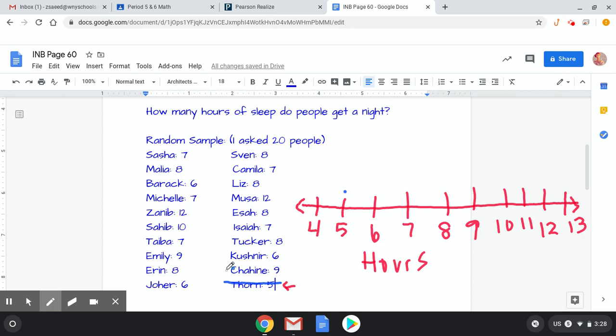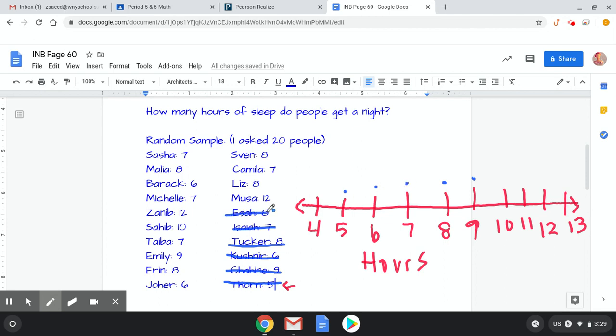I have a 9 here. I'm going to cross that out, a 9, and I'm going to put a dot above 9. That's how we're doing this. A dot above 9. I'm going to cross Kushner out. He's a 6. I'm going to put a dot above 6. I have Tucker. She's 8. I'm going to put a dot above 8. I have Isaiah. He's 7. I'm going to put a dot above 7.